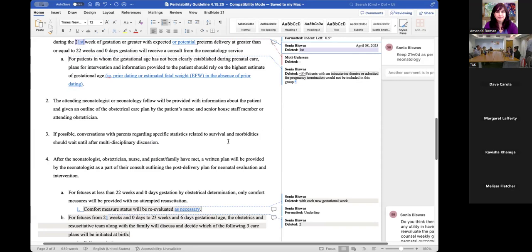So is it worthwhile coming up with some kind of part of the guideline that discusses how we talk to outside institutions that are trying to transport moms in for periviable care, is kind of what I was the end result of my rambling here.